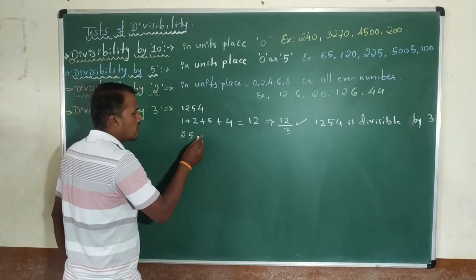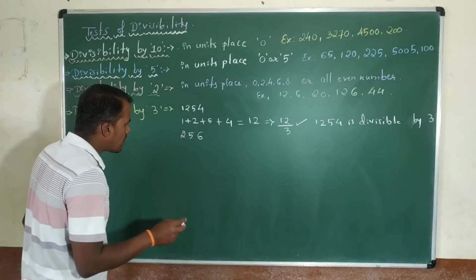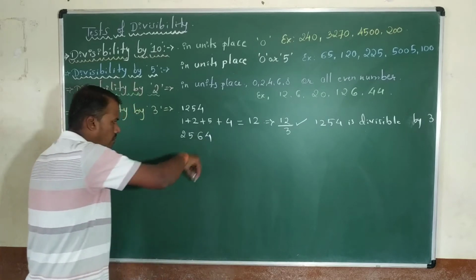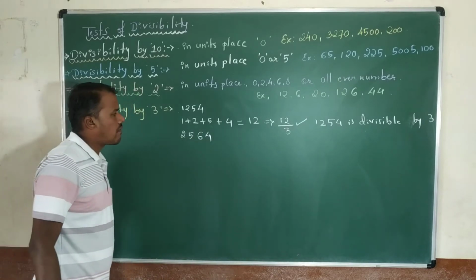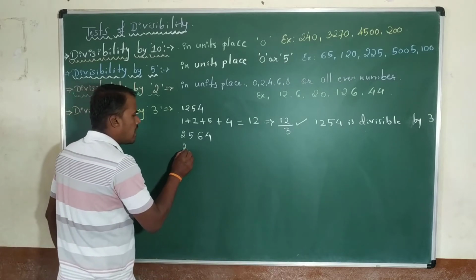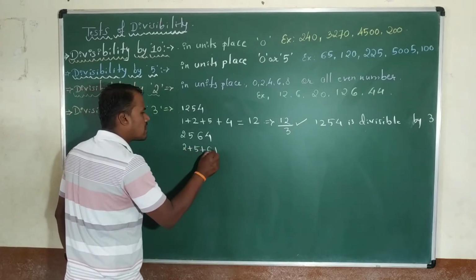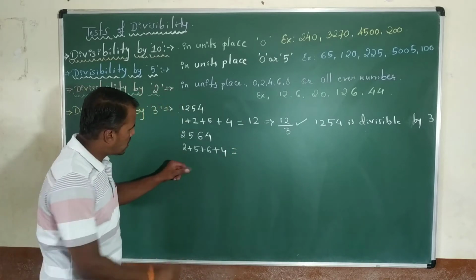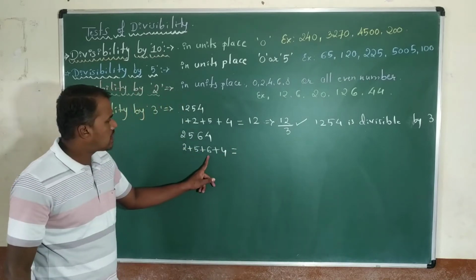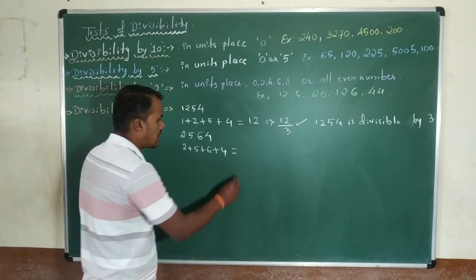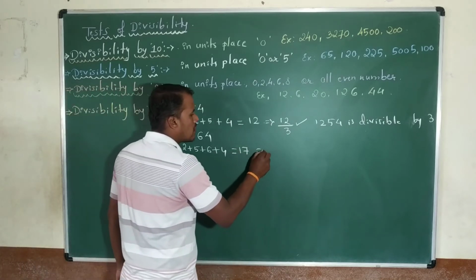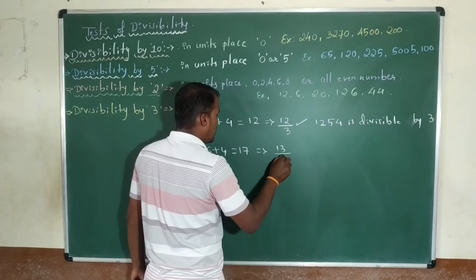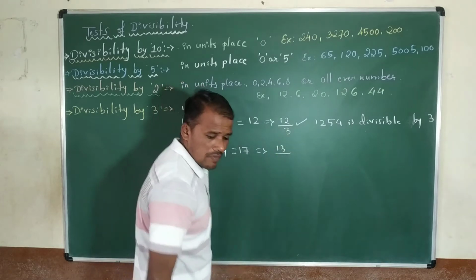2564. Check 2564: 2 plus 5 plus 6 plus 4. What is the sum? Observe here. 2 plus 5 is 7. 7 plus 6 is 13. 13 plus 4 is 17. No, 17 does not divide by 3.